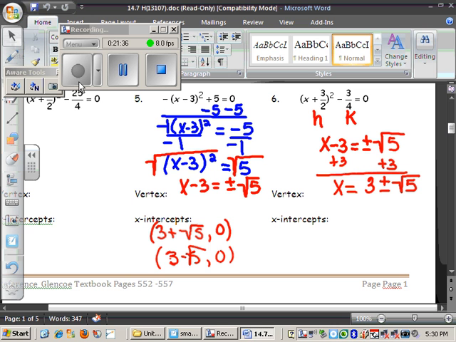My vertex, again, I just identify my h and my k. I do have a negative and then a plus sign, so I just write those. Those are going to be both positive numbers. So 3, 5 is my vertex for this problem.